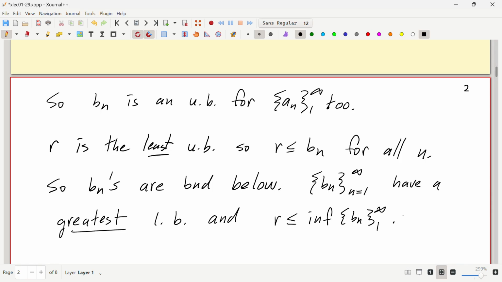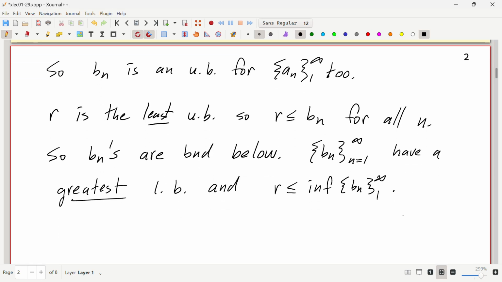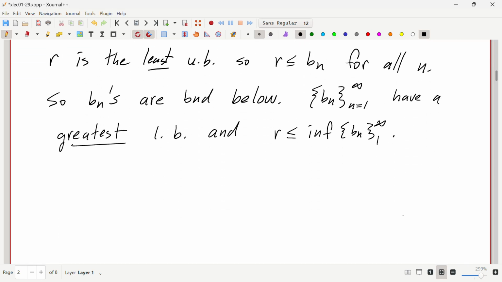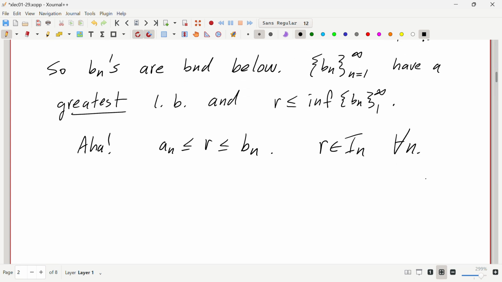And now we're done. That shows us that R is in all the intervals. So the aha is that an is less than or equal to R is less than or equal to bn. R is in all of them, for all n. So of course R is in the intersection, and that intersection is not empty.